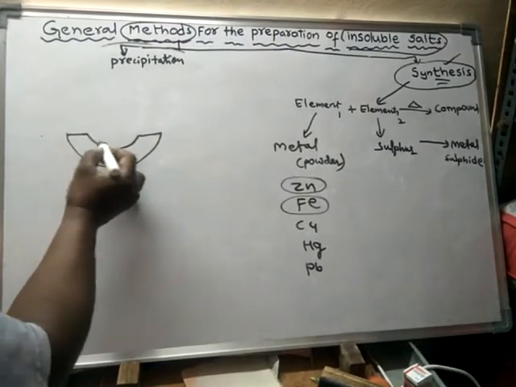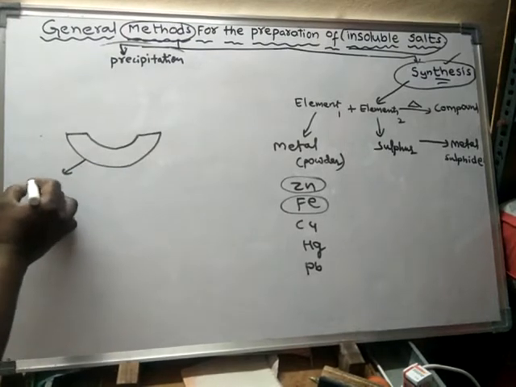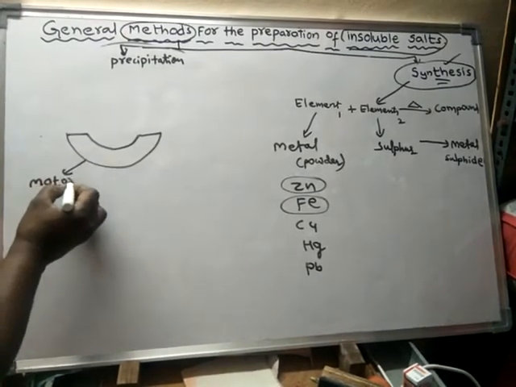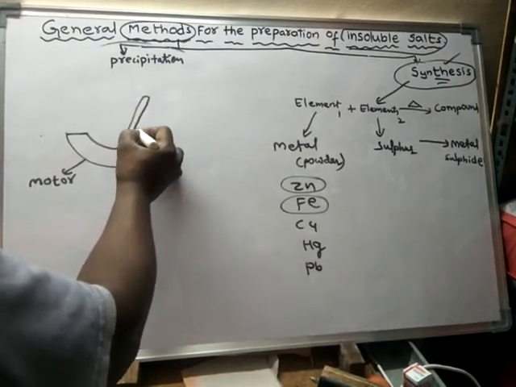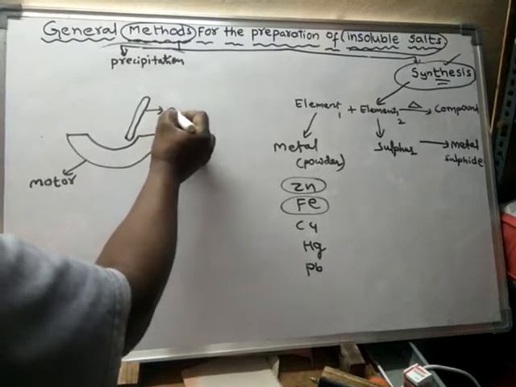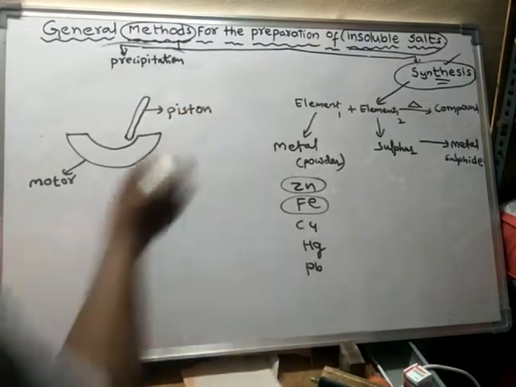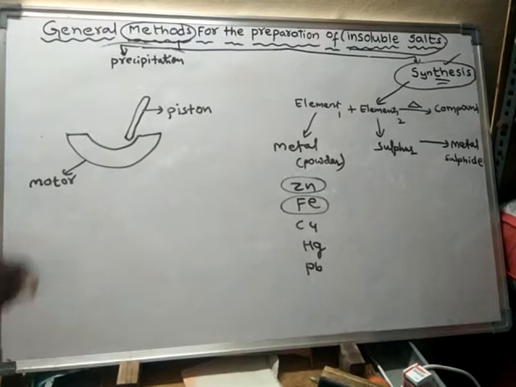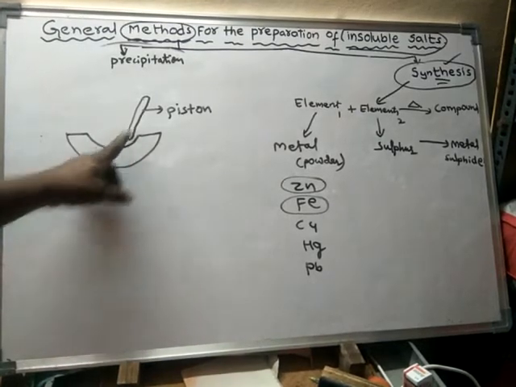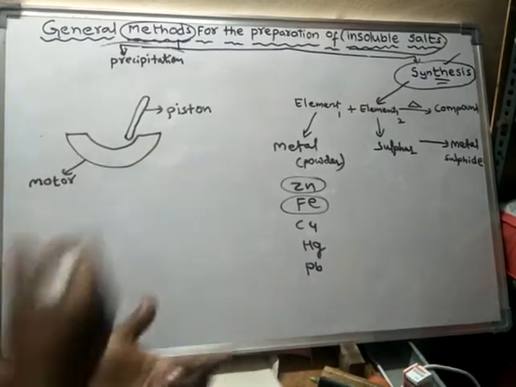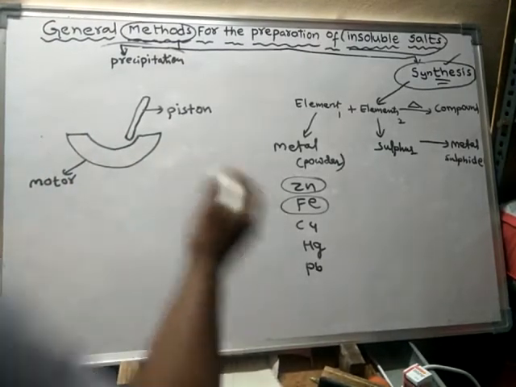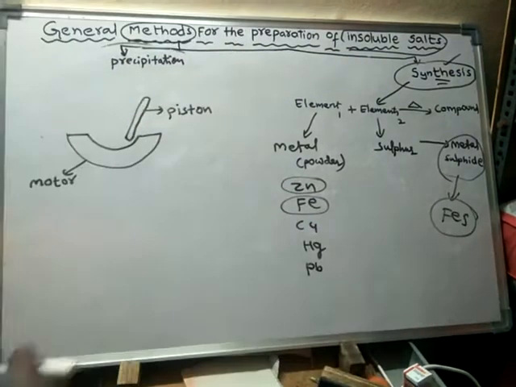This is called a mortar, and this is called a pestle. Generally this mortar and pestle are used to grind any substance. Now we will learn how to prepare a metal sulfide, for example iron sulfide, by this method.